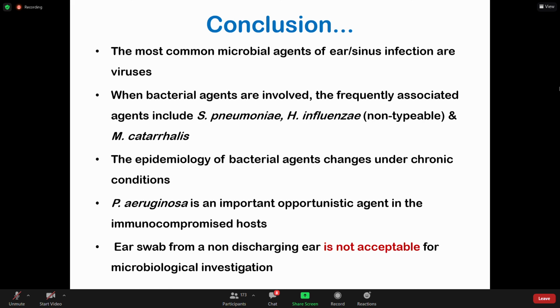You should also note that the swab collected from a non-discharging ear is not acceptable for microbiological investigation. Always aim to send in the aspirate from the middle ear, either collected through an aspiration needle or through a tympanostomy tube, to the laboratory for investigation.